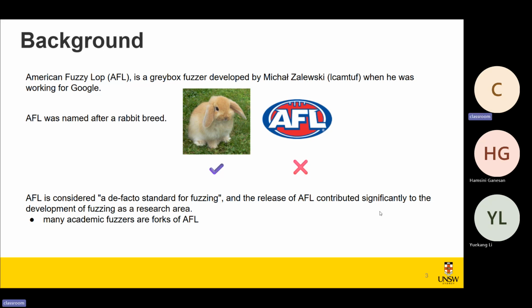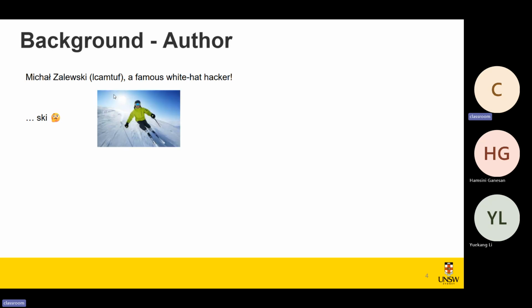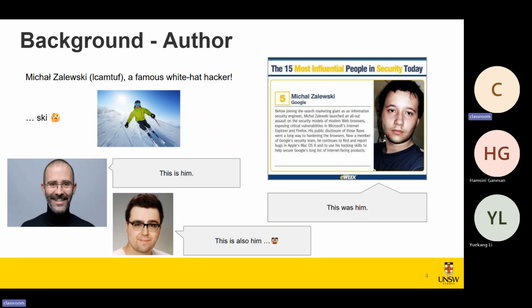Let's have a look at a little bit of the background of the author of this tool. This guy is a very, very famous white hat hacker. If you search his name, you can find some news reporting him as one of the top hackers in the world. Talking about his name, you can see there's a "ski" in his name, and it's not this kind of ski. It means this family name is from Eastern Europe, and actually this guy is from Poland. He was one of the most influential hackers in the world, and this was him, and this is also him, and this is also him. So this is the author of American Fuzzy Lop.